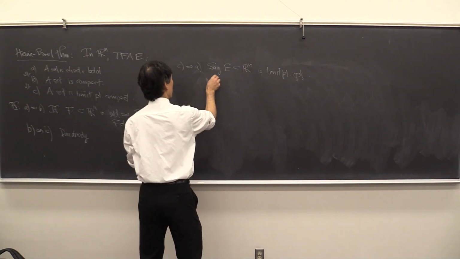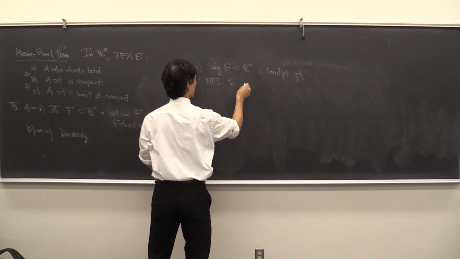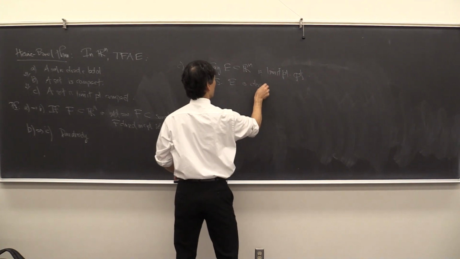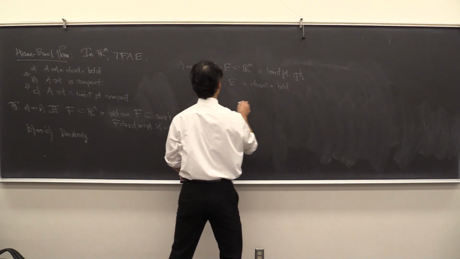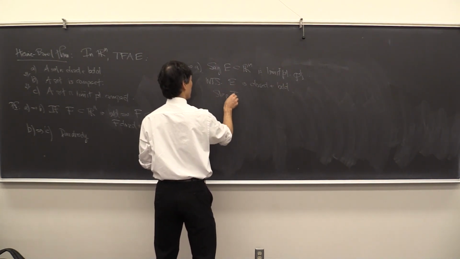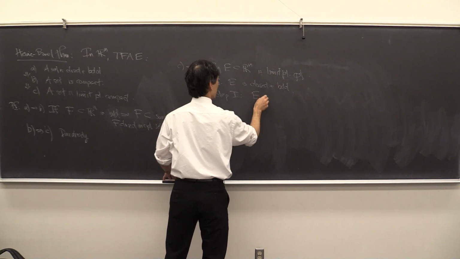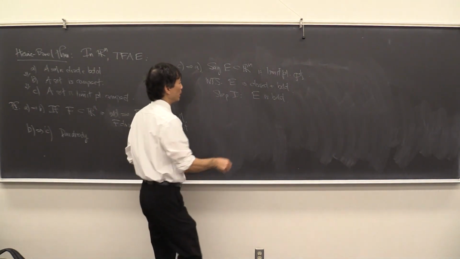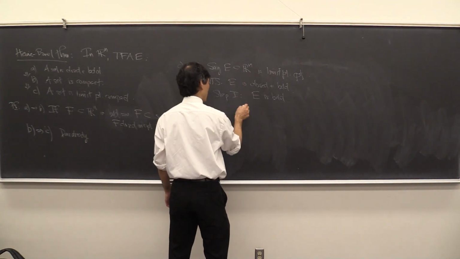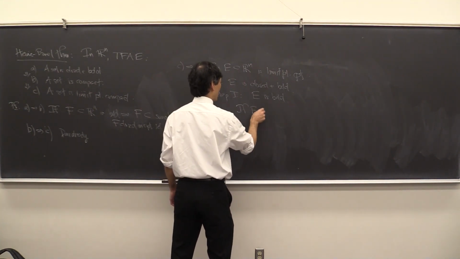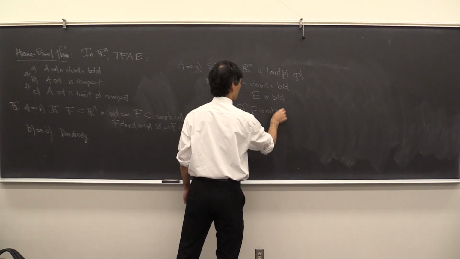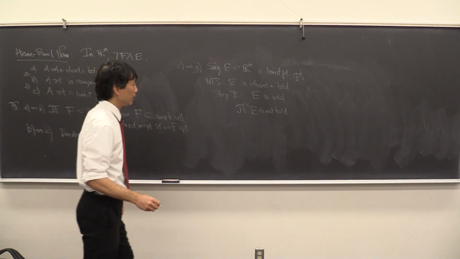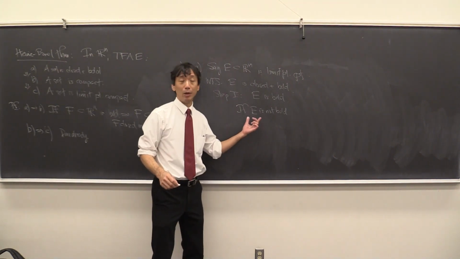Okay, we want to show that E is closed and bounded. So let's first do closed and bounded. So step one, show that E is bounded. Okay, so you say, well, look, if E is not bounded, right? If E is not bounded, that means that it's not contained in any ball.